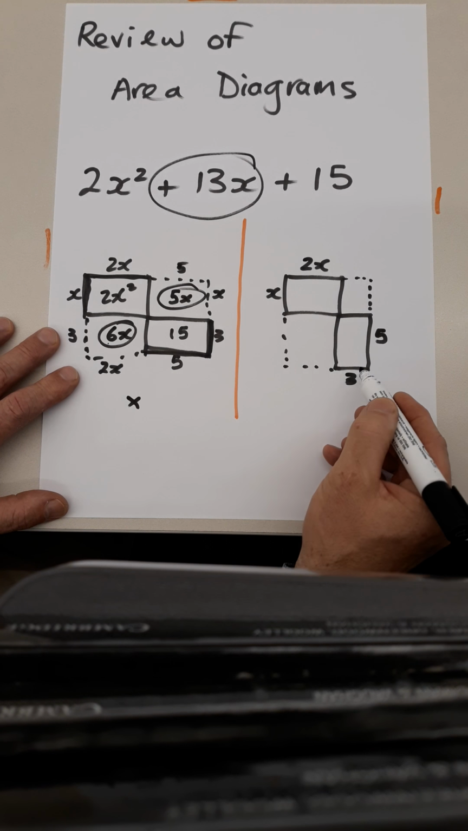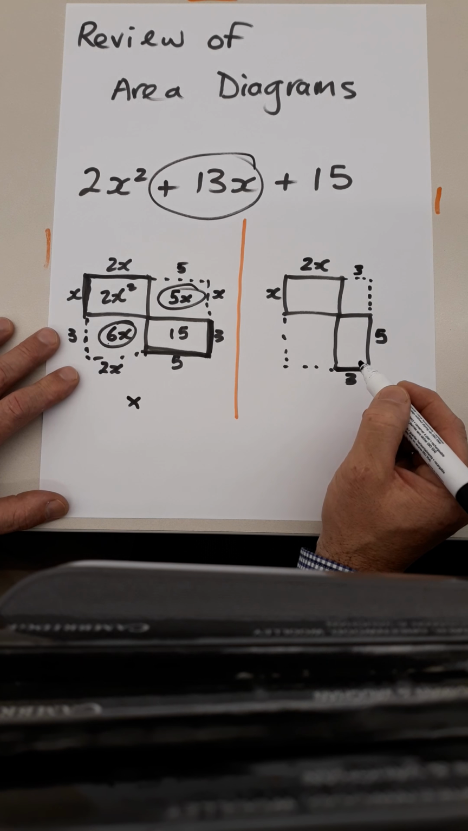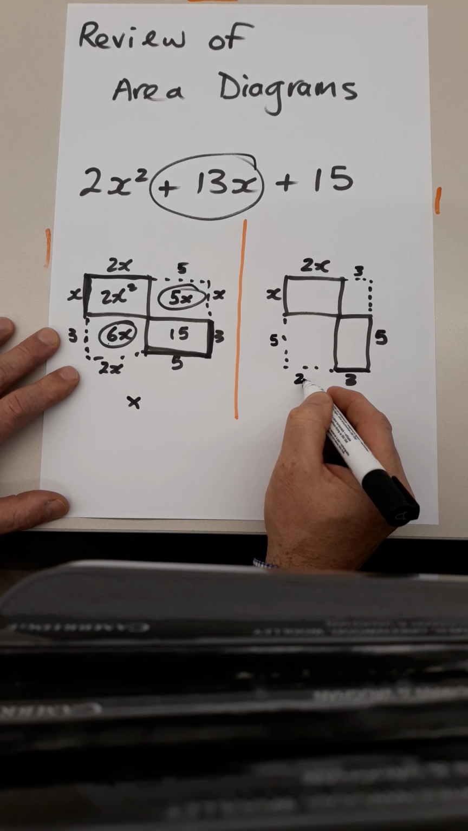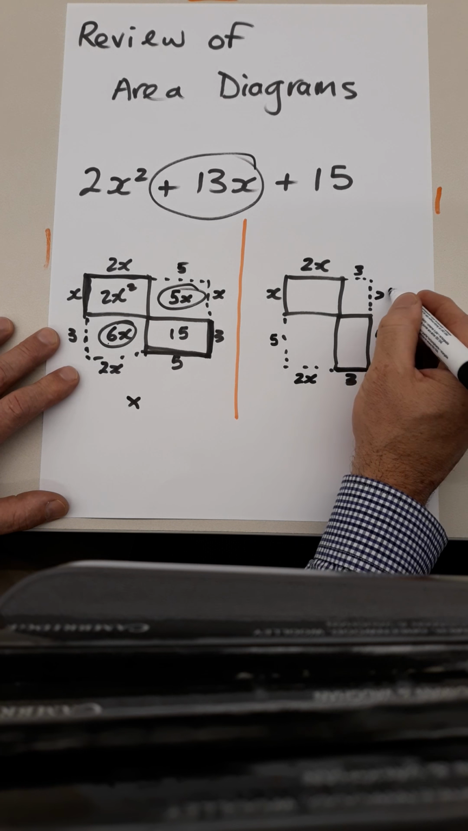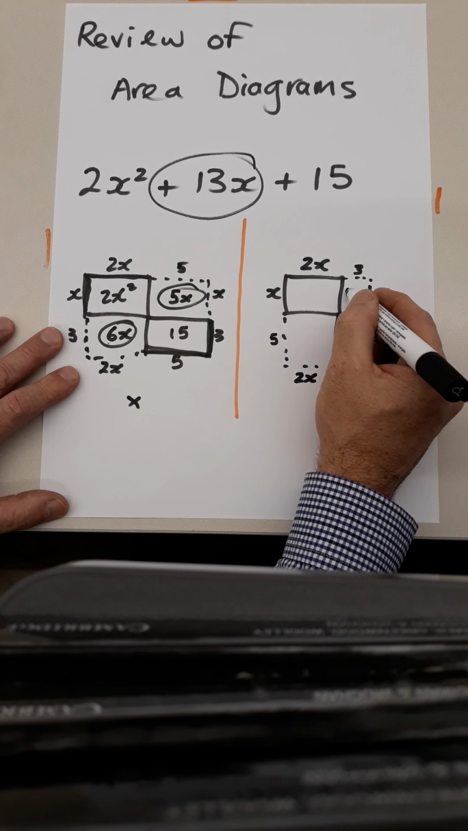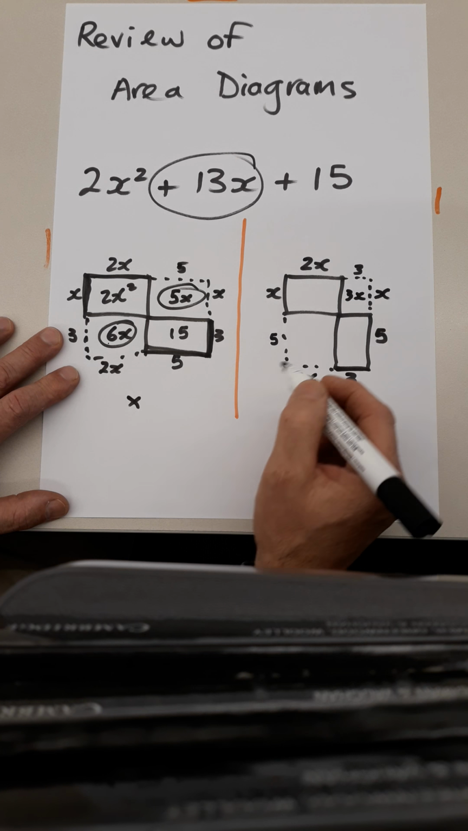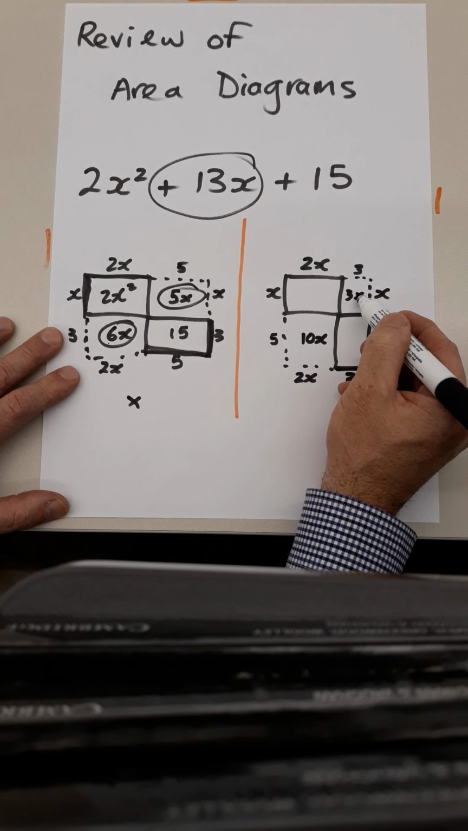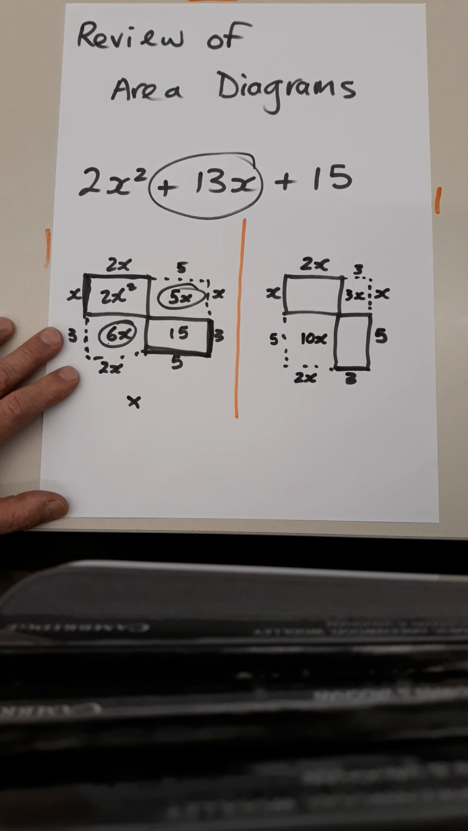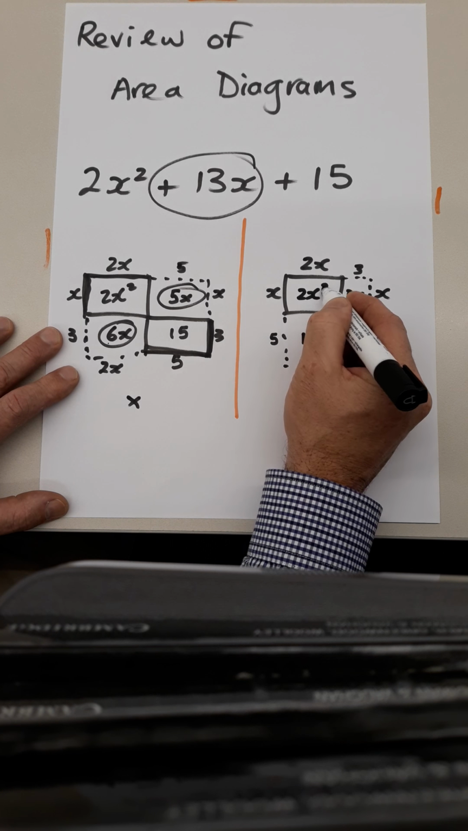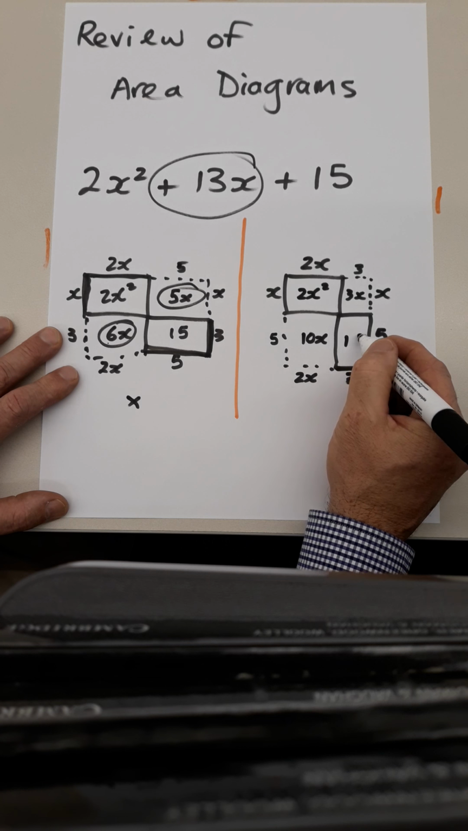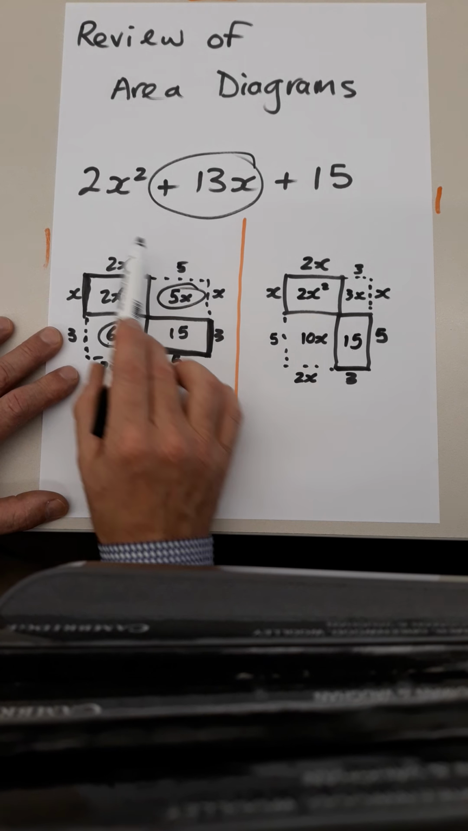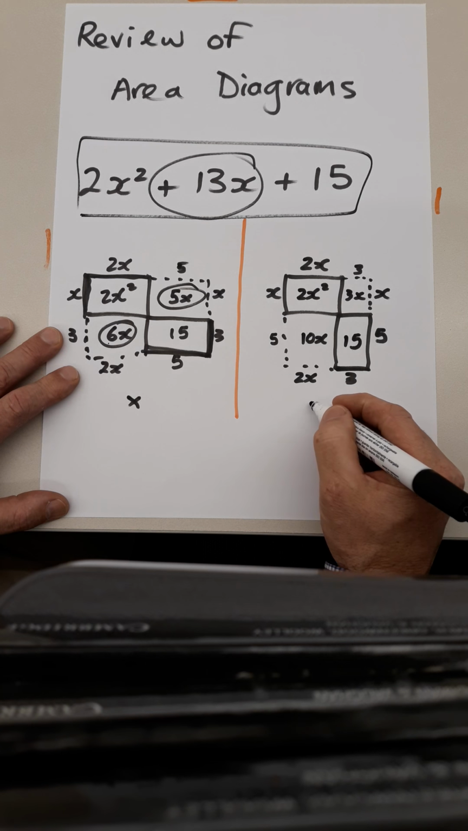What about over here? If that's 3, then that's 3. If that's 5, then that's 5. If that's 2x, then that's 2x. If that's x, then that's x. That's 3x worth of area, 3 times x. And that's 5 times 2x, that's 10x. Does 10x plus 3x add up to 13x? Because this is 2x squared when you work out the area of that rectangle, and this is 15. So we have 2x squared plus 13x plus 15. Yep, that's what we want.